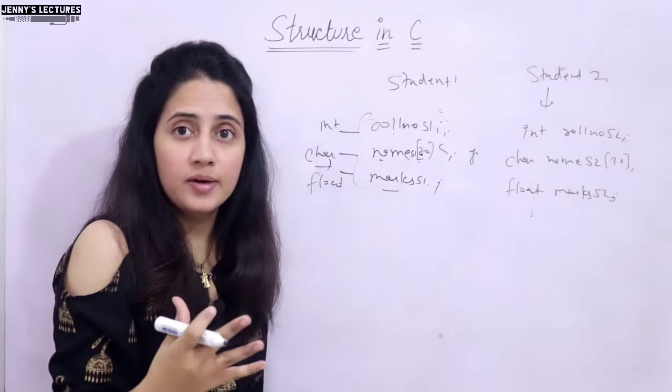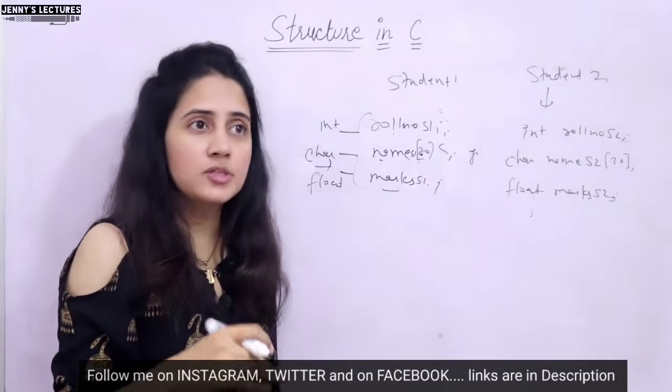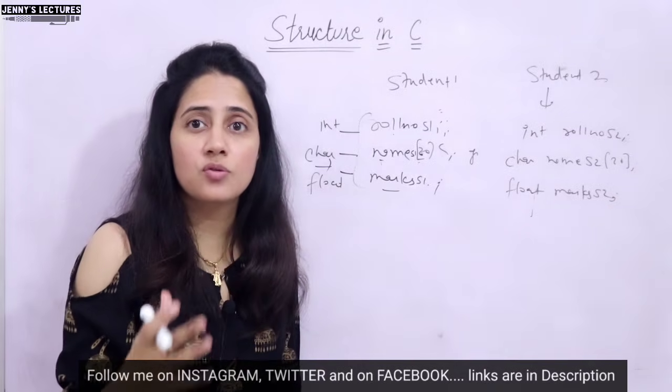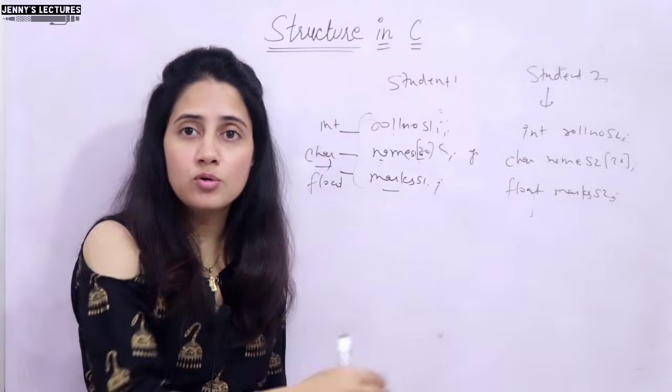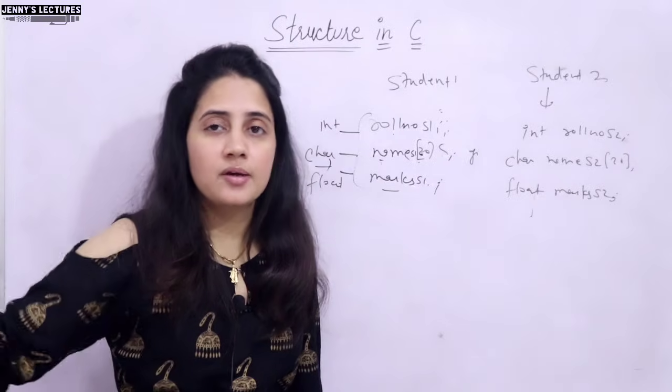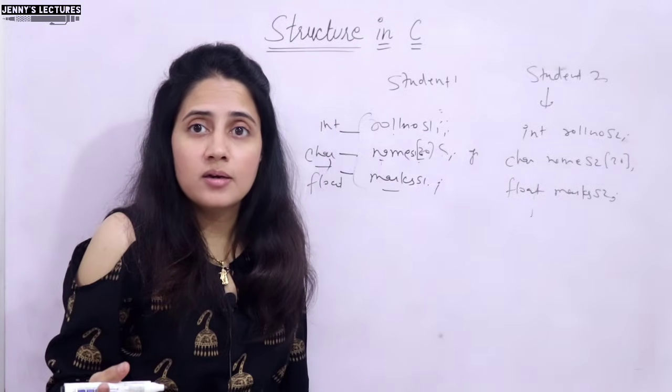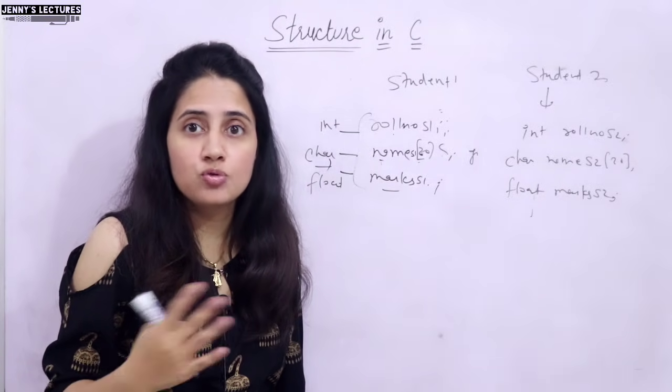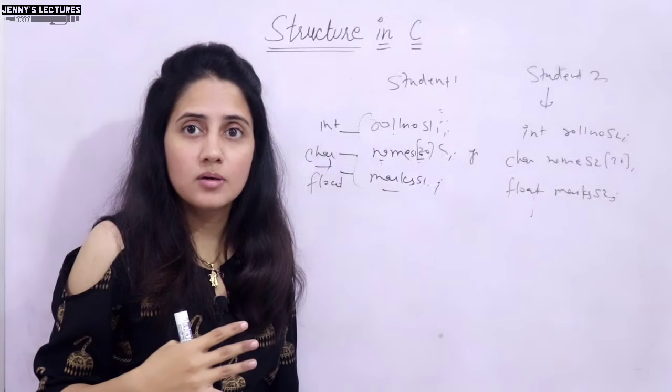Suppose you are making software, obviously for student information, maybe for a university you are supposed to make software to store the information of students also, faculty also, and everything. So how many variables will you take? Obviously it is not possible to take separate variables to store the data, right?